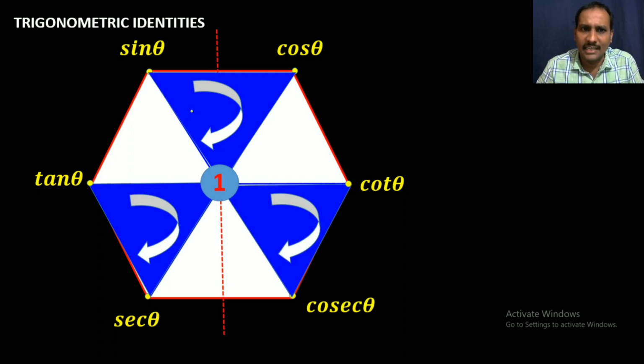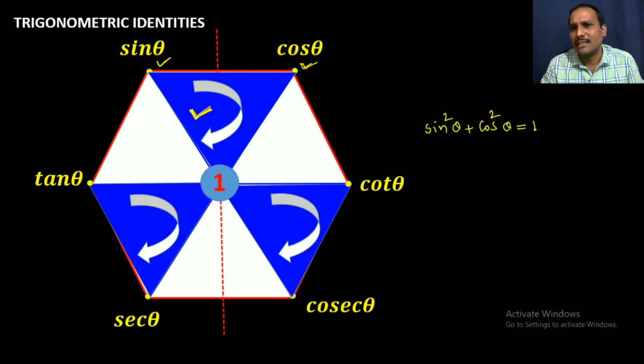Now I am considering this first triangle. In the first triangle, I am taking the top left and the top right. I am squaring and adding them. That is sin square theta plus cos square theta is equal to 1. I am taking in the clockwise direction and I am adding them. Sin square theta plus cos square theta is equal to 1. So I am starting from this corner, I am ending here. Sin square theta plus cos square theta is equal to 1.